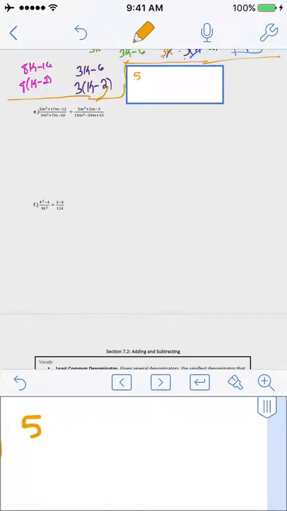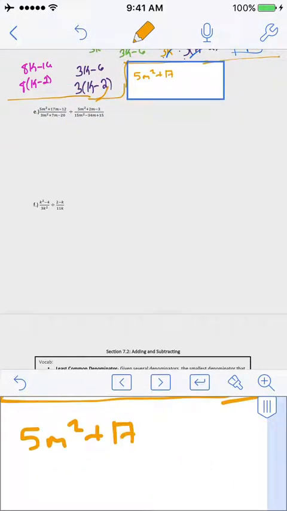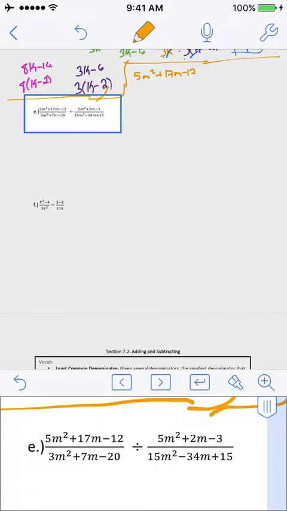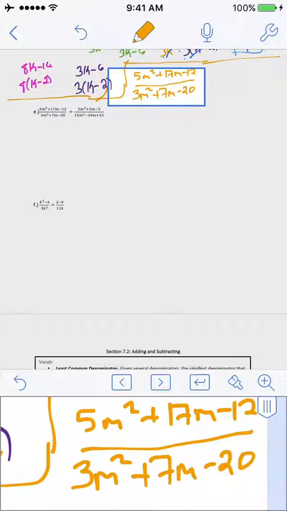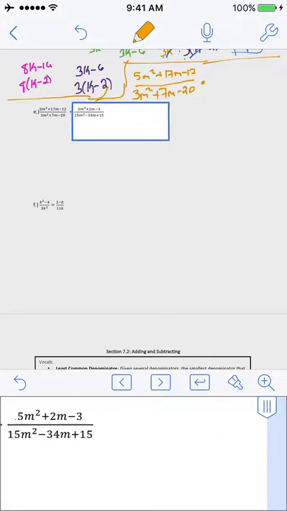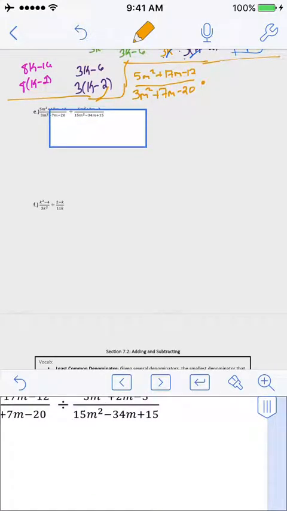First numerator was 5m squared plus 17m minus 12. And that is over 3m squared plus 7m minus 20. Okay? I have done nothing to that problem. Now I'll take the second one. I'm going to change it to a multiplication and use the reciprocal. So now the new numerator is going to be this polynomial.